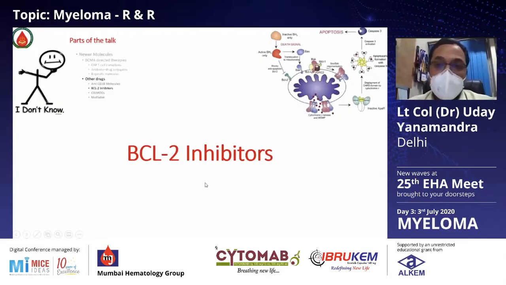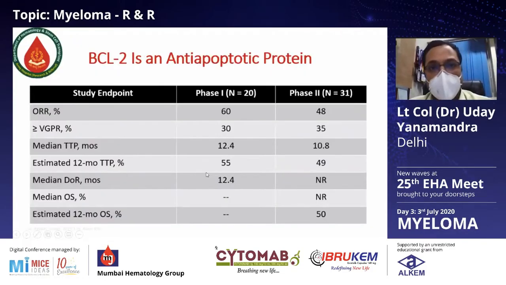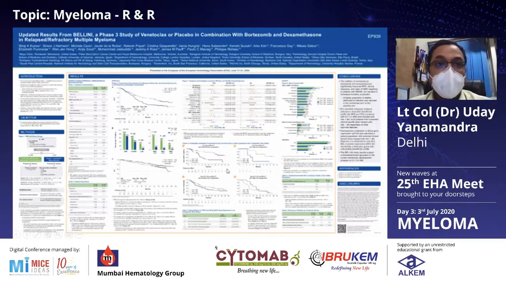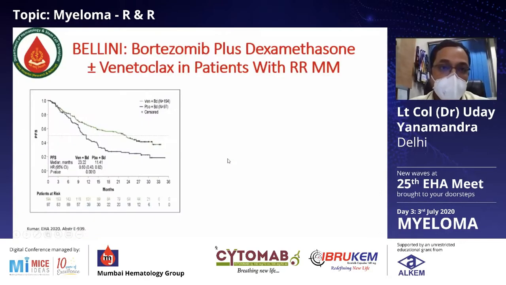The second group of drugs which was spoken about was BCL2 inhibitors. So venetoclax, we all understand, and in fact, Dr. M.B. Agarwal had done a recent symposium on venetoclax in various hematological disorders, wherein we spoke about phase 1 and phase 2 trials, and Dr. Vikram Matthews had spoken about all the phase 1 and phase 2 trials in that particular thing. But in this EHA, Dr. Shaji Kumar came up with the updated results of BELLINI, which is a phase 3 venetoclax trial.